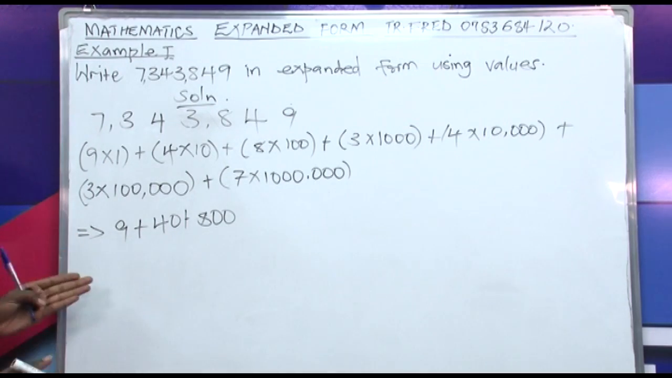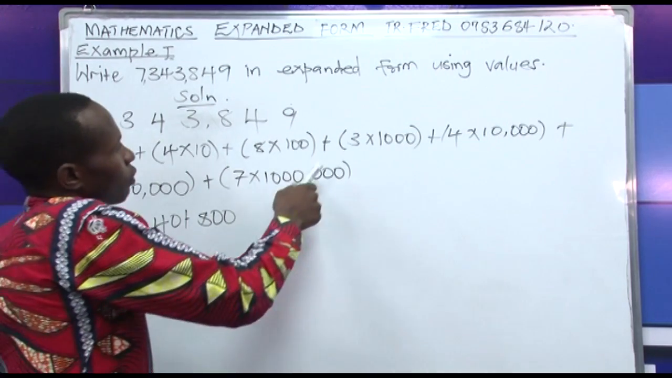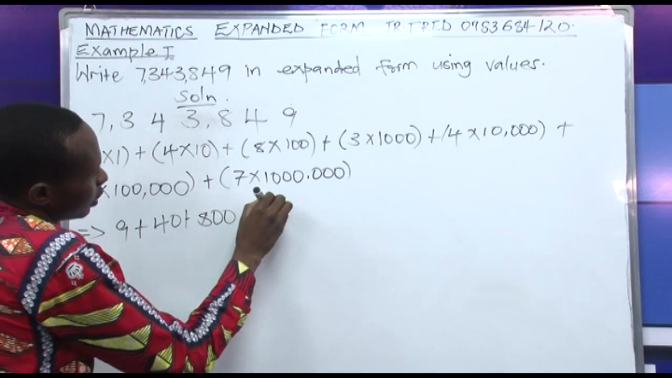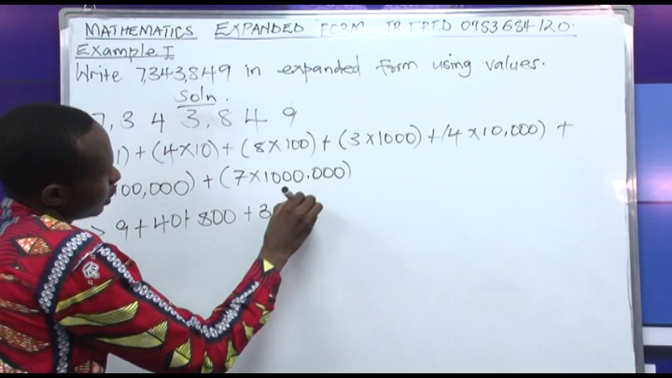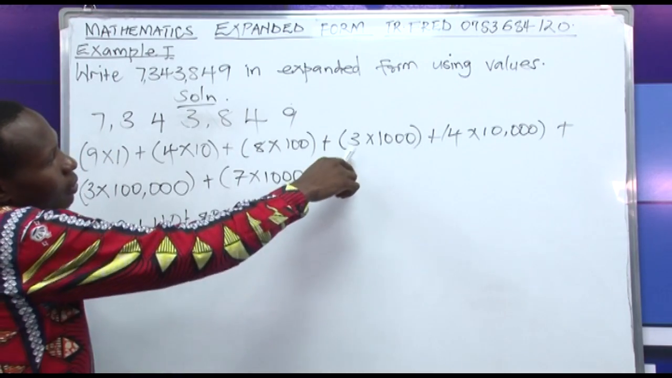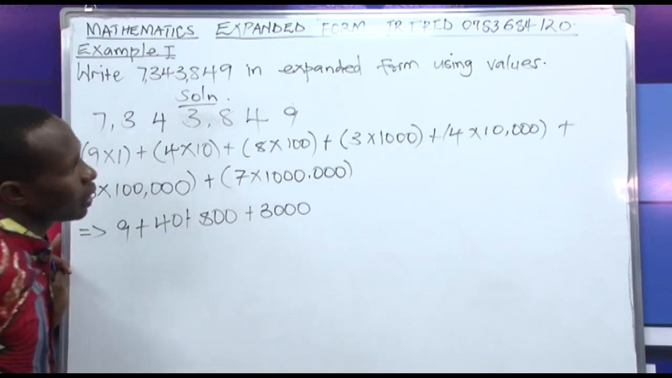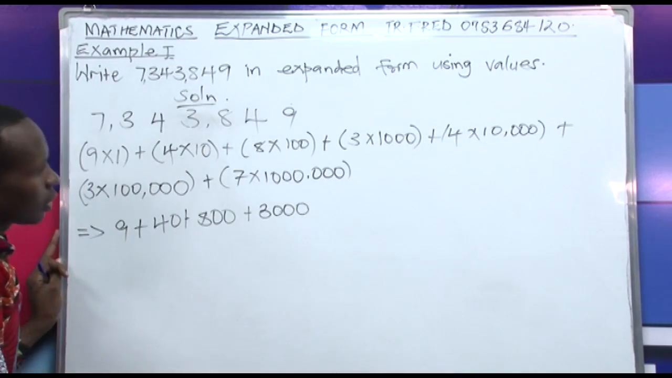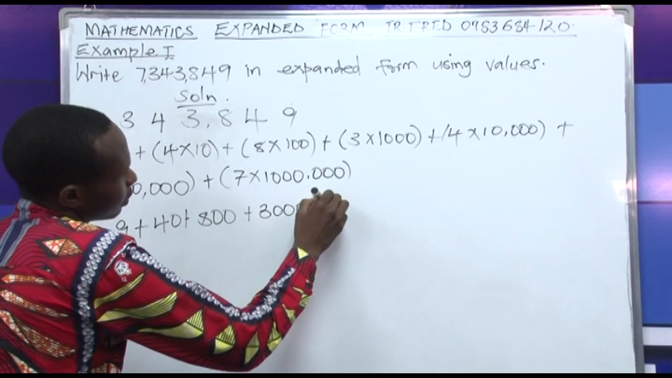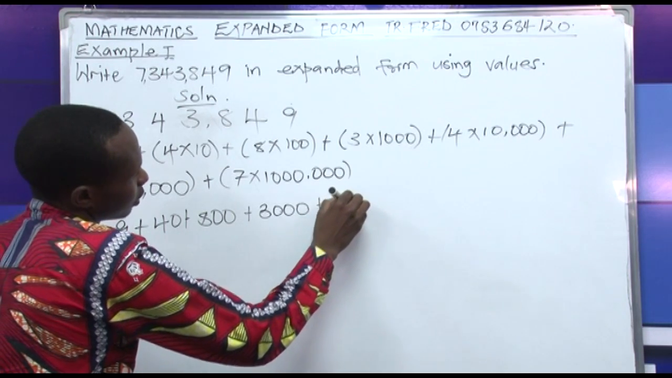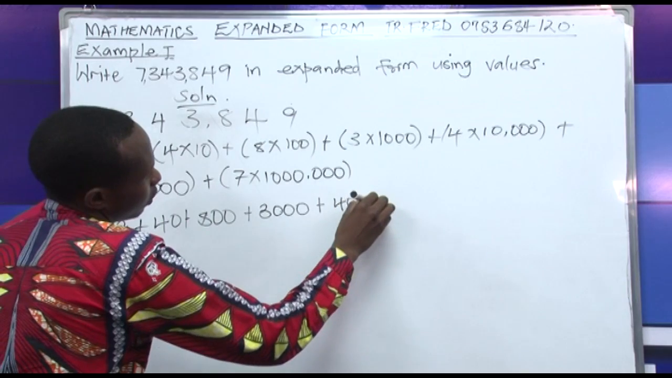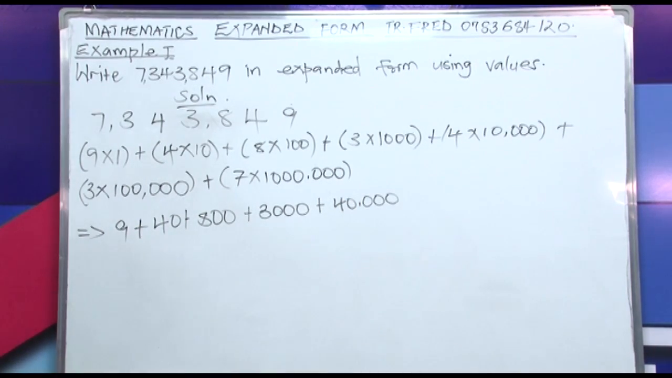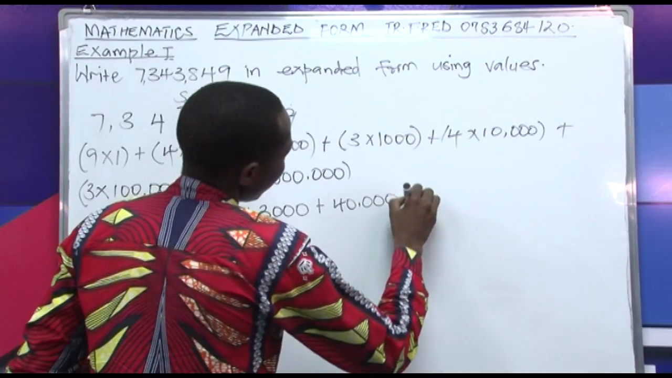So we are now opening brackets. Then from there, I'll also say 3 times 1,000, which will give us 3,000. So we shall add more 3,000. This 3,000 is coming from here, 3 times 1,000. Then from there, we shall say 4 times 10,000. So that will give us 40,000. From there, we shall proceed and say plus.